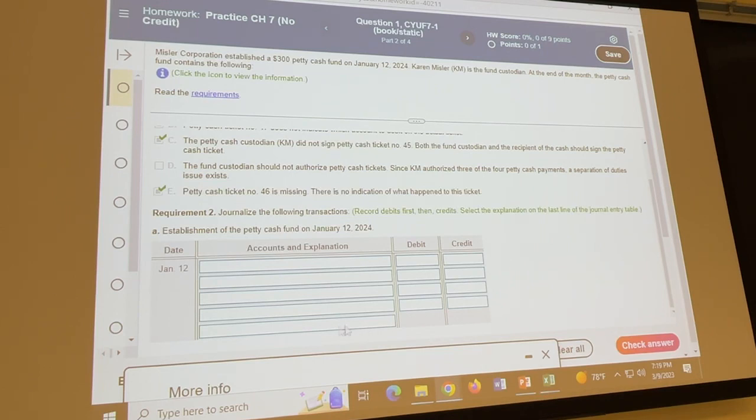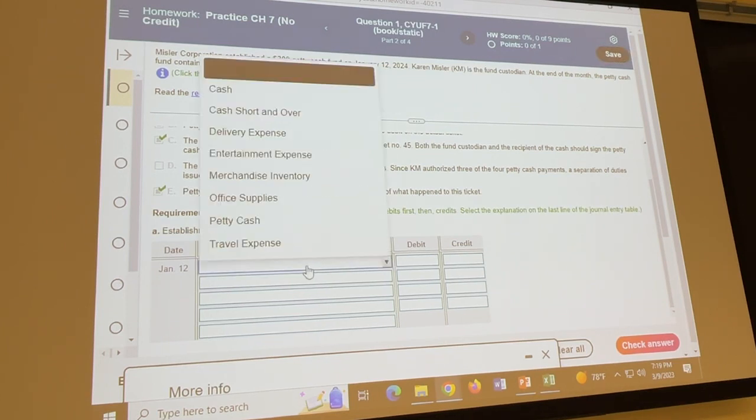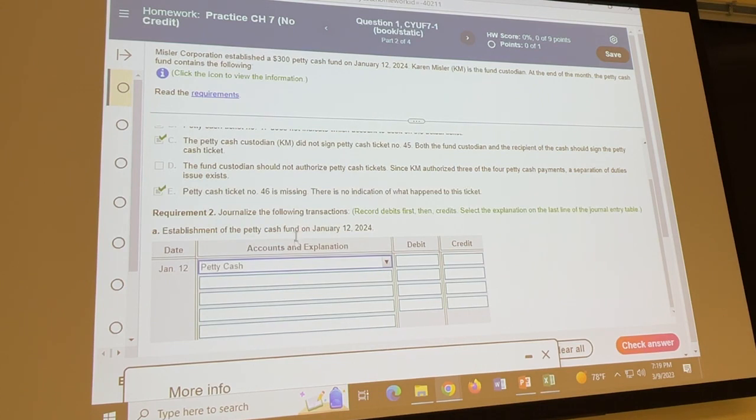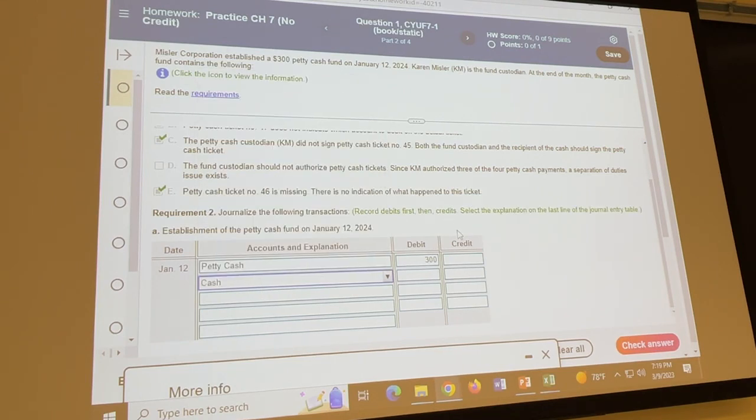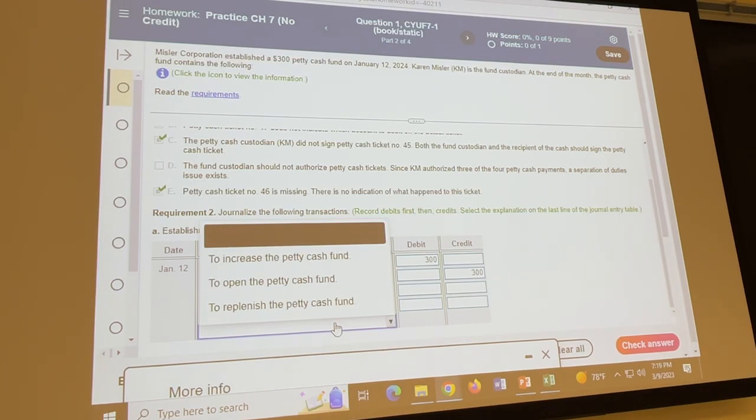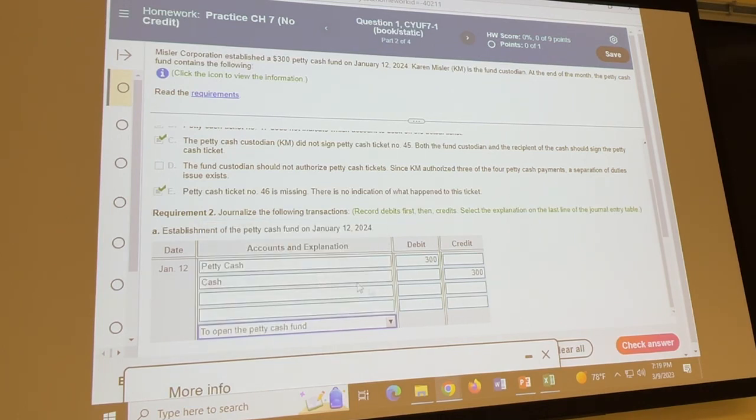Okay, so now we're supposed to do the journal entry. So first of all, we're supposed to do establishing the fund. And they tell us it's a $300 fund. So we know when we first establish it, we use that account called petty cash. $300, and the account we credit would be cash when we cash a check at the bank. And at the bottom we put to open the petty cash fund.